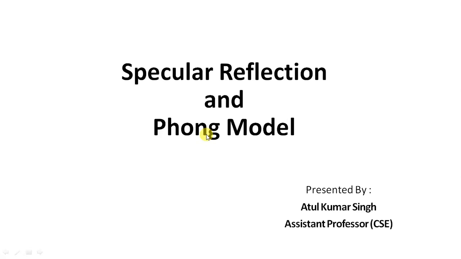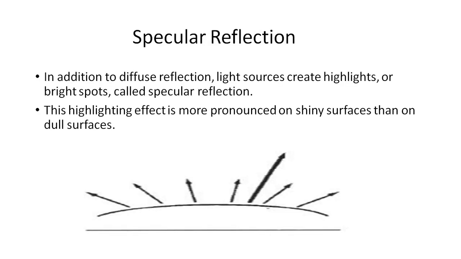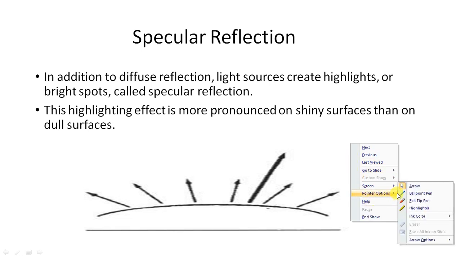Students, in this session we are going to discuss specular reflection and Phong model. First, we describe what is a specular reflection. In addition to diffuse reflection, light sources create highlights or bright spots called specular reflection. This specular reflection is more pronounced on shiny surfaces. It means when a reflection is in a particular direction, then this reflection is called specular reflection.